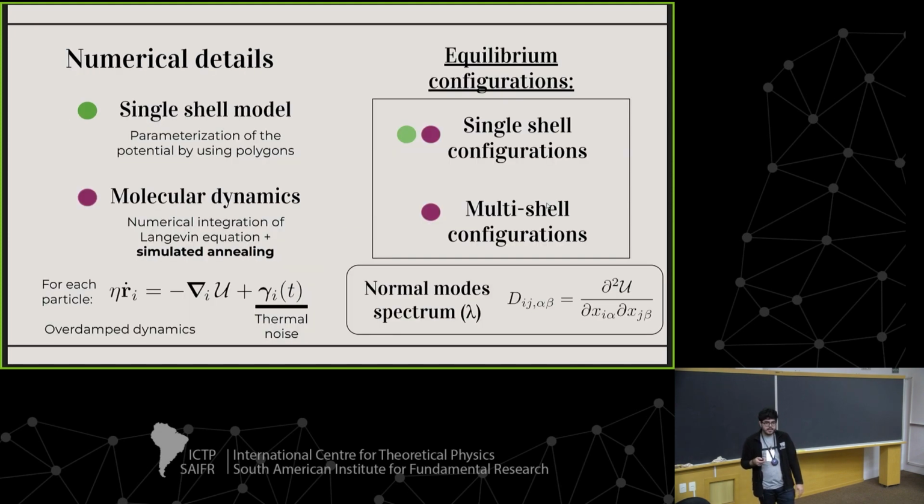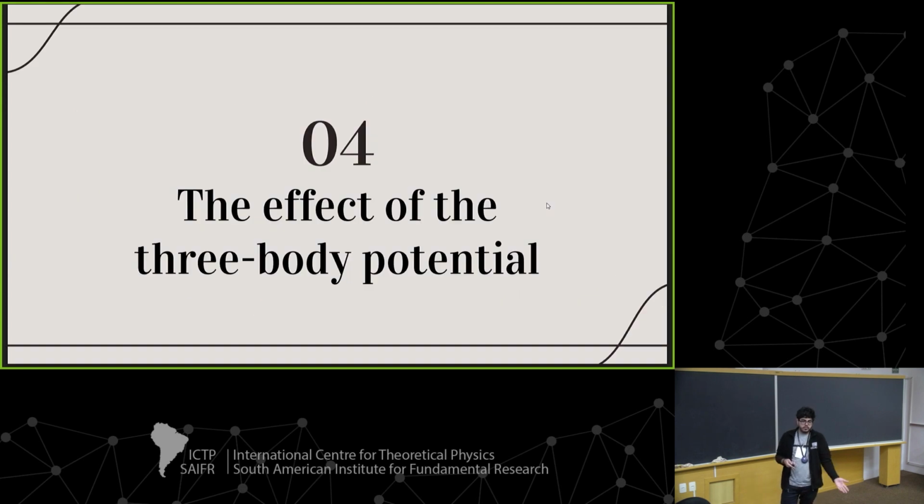For the numerical details, we basically run molecular dynamics simulations, with overdamped dynamics, and a normal mode spectrum analysis. For a small number of particles, we can also create a single shell model, in which we assume that the particles occupy the vertices of a polygon. So we can parameterize the potential with the radius or the side of this polygon, and then minimize the potential. So here are some results.